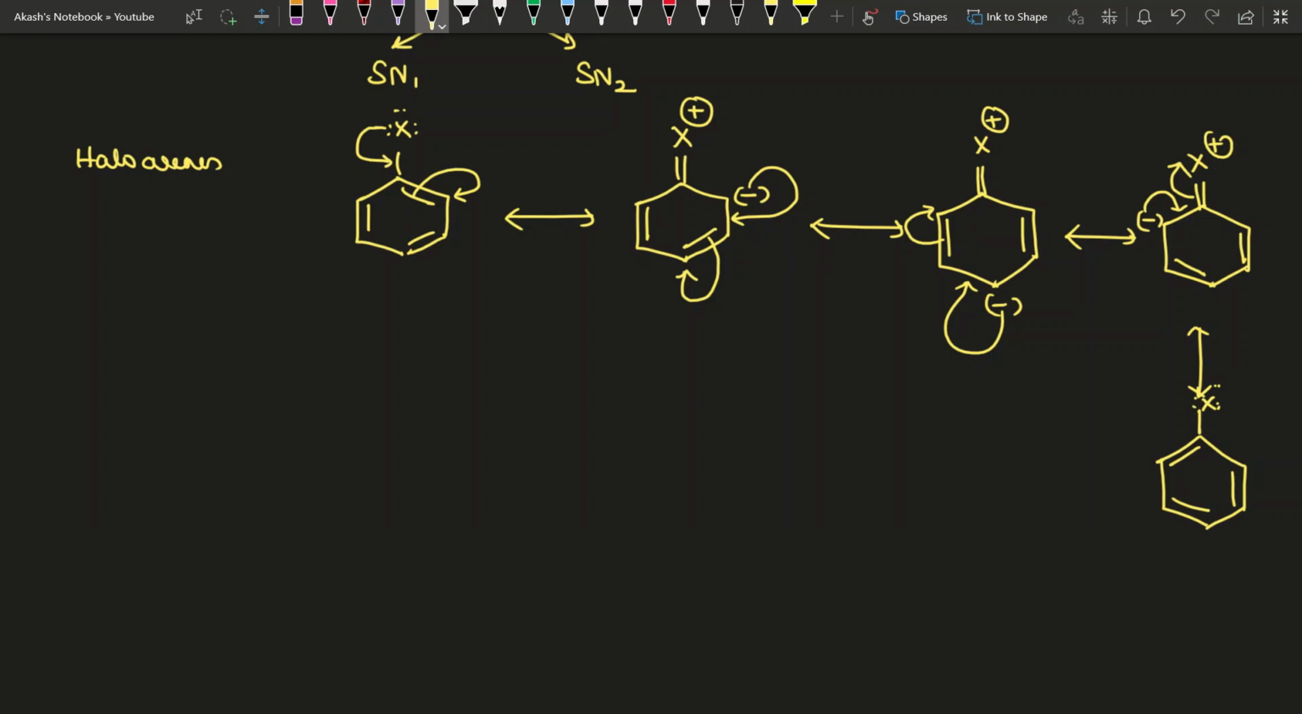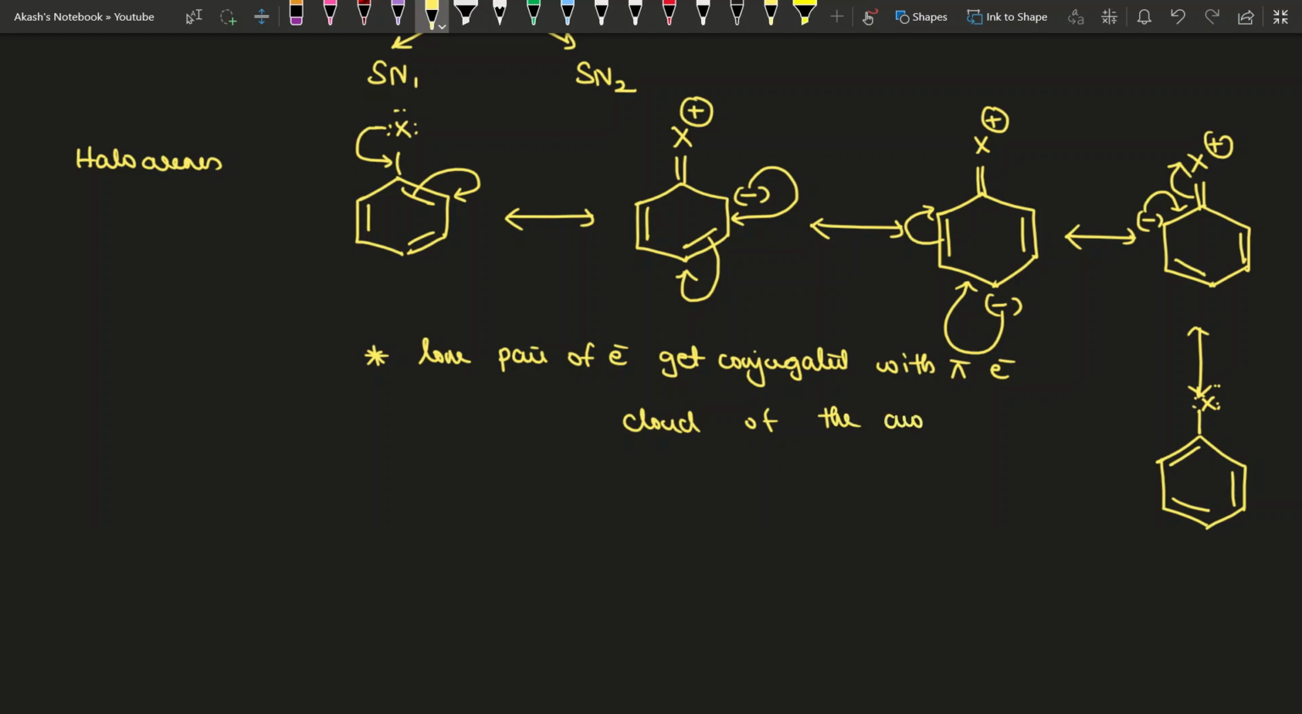So during resonance, what is happening? The lone pair of electrons get conjugated with the pi electron cloud of the aromatic system, correct? As a result of it, you can see that a negative charge density is generated at the ortho and para position. As a result, a huge negative charge density is generated at this ortho, this para, this ortho.